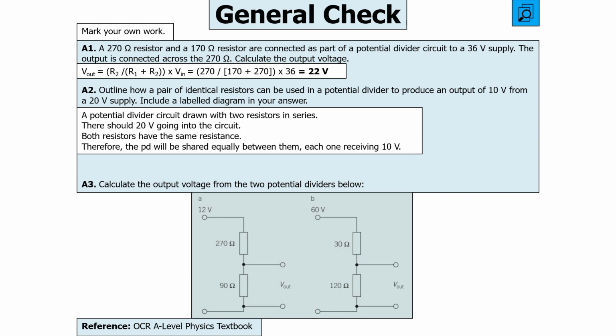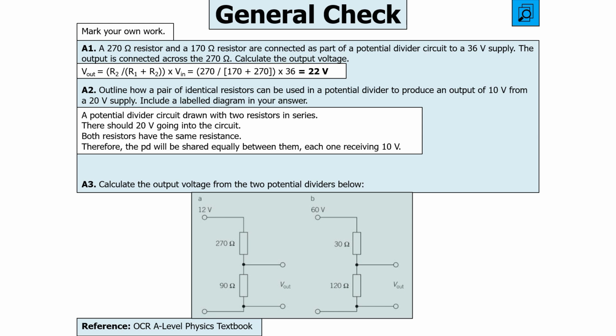Now to note, both resistors are equal, so therefore it'll split the potential difference equally because V is directly proportional to R. So you've got 20 volts going in, you've got 0 volts going out, and therefore each resistor has 10 volts going across it, being dissipated through it.